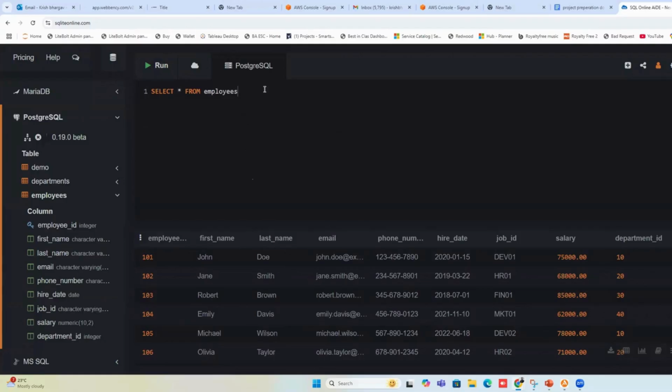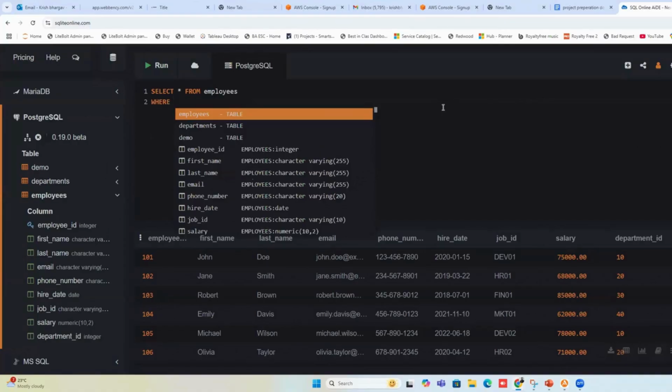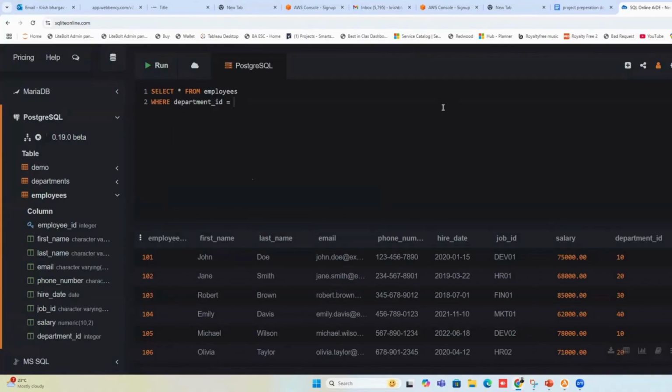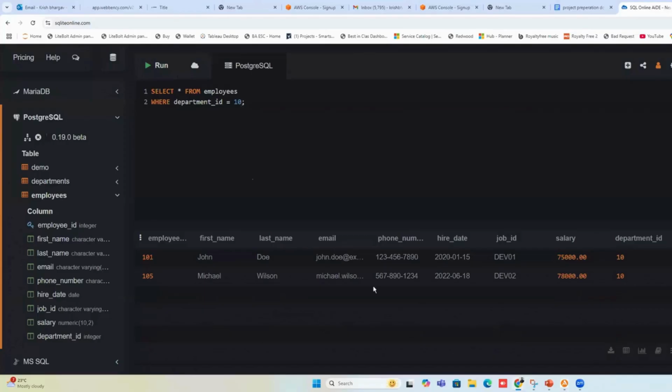Now, the next thing is select star from employee table where department ID is equal to 10. What does this mean? This is used to filter data. Where means filter. You remember if conditions like that. It's a condition. So I'm saying give me everything, all the columns. Star means all the columns from the employee table where the department ID is equal to 10. So this is my department ID column. I'm going to run this. Now you see, I only get my department ID 10.